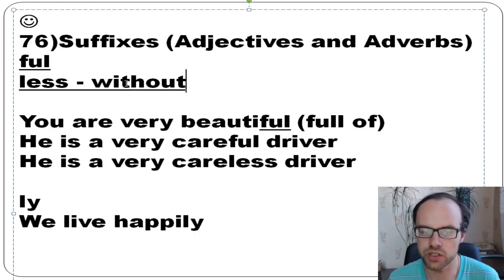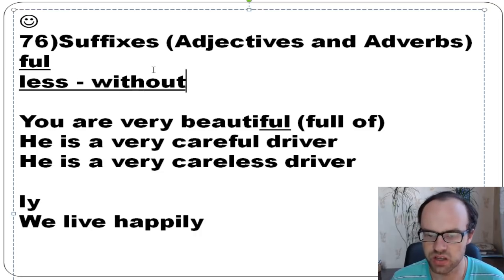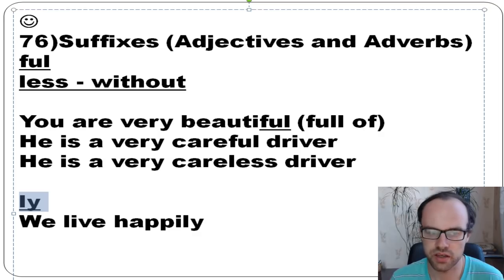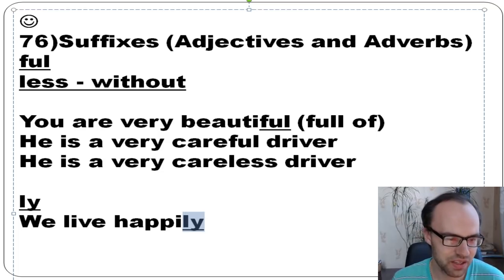So I hope you know it. He's a very careless driver. So he drives very carelessly, without care. Also, you know that many adverbs have the suffix ly. We live happily. So really, let's live happily.